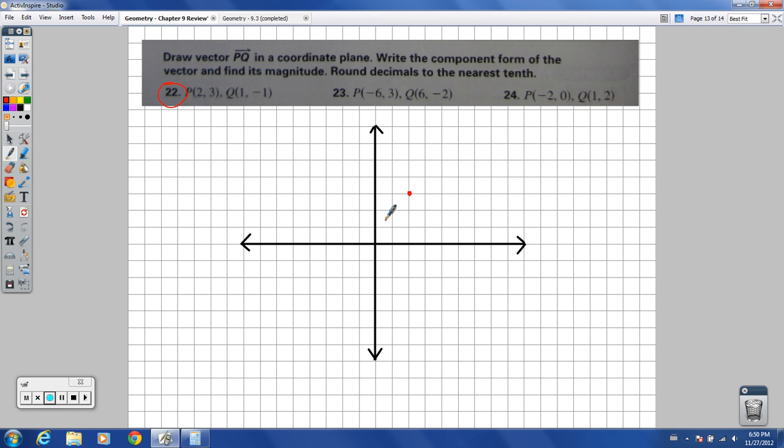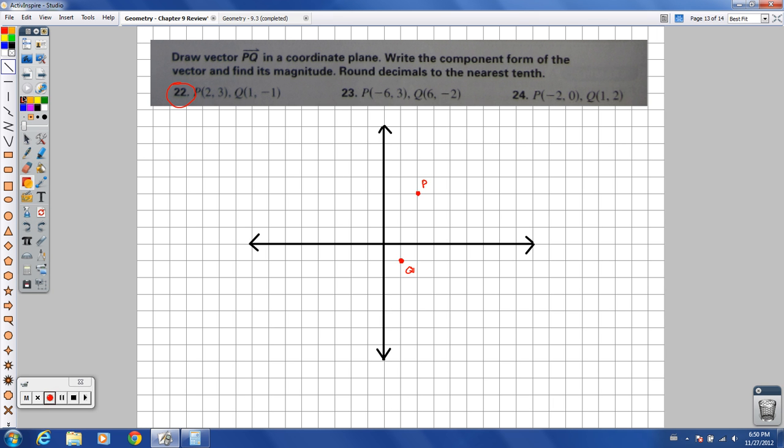And Q is at 1, negative 1. So here's that. And if we're drawing the vector, we're connecting P to Q down here with a straight line segment. And it's a vector, so we should put a little arrow there. We're trying to find the component form of the vector and find its magnitude.